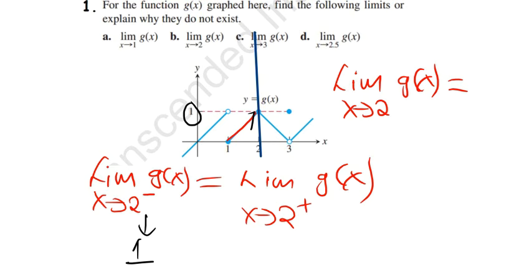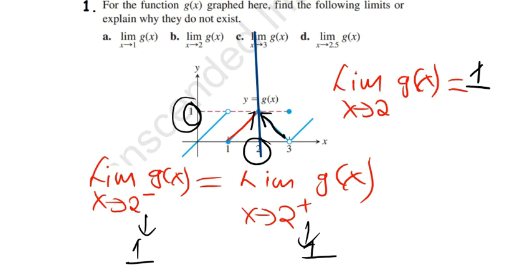How about the right hand side? You look at how the function is behaving. We are also approaching 1 as we get closer to 2. So this is also 1. The fact that these are equal and are the same means the limit does exist. Okay, that's how you determine the limit.